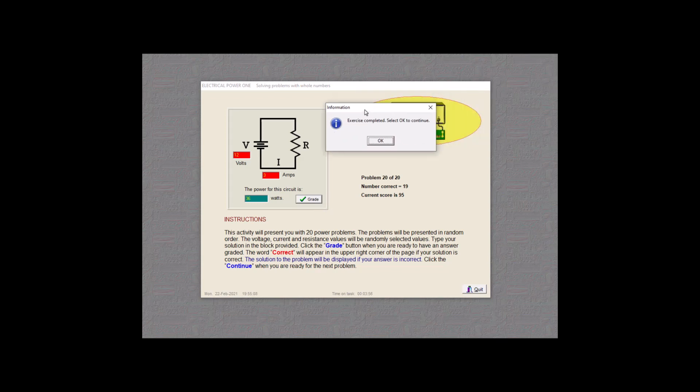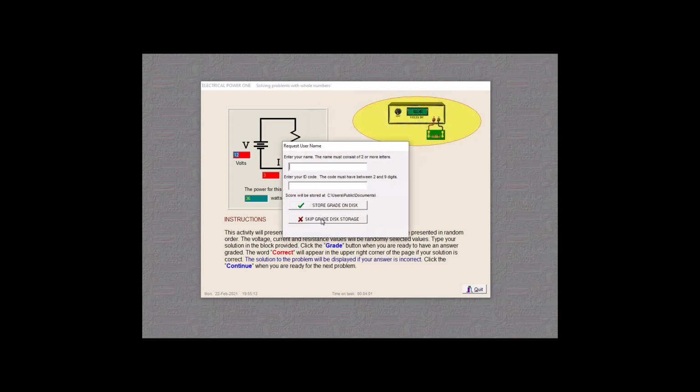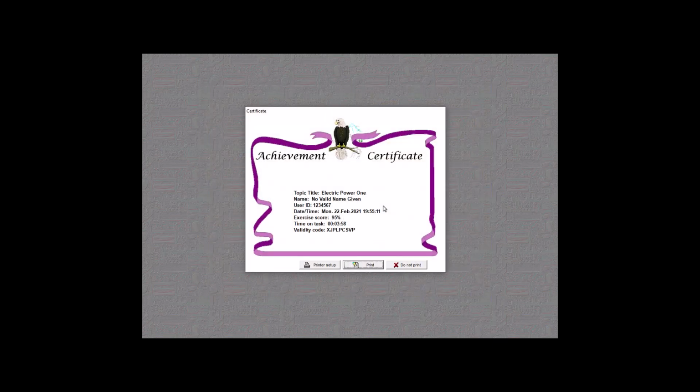And we're done. So let's go ahead and grade that. Okay, put your name in, skip disk storage, yes to ID length, go ahead and print it out to a PDF or take a picture of it.